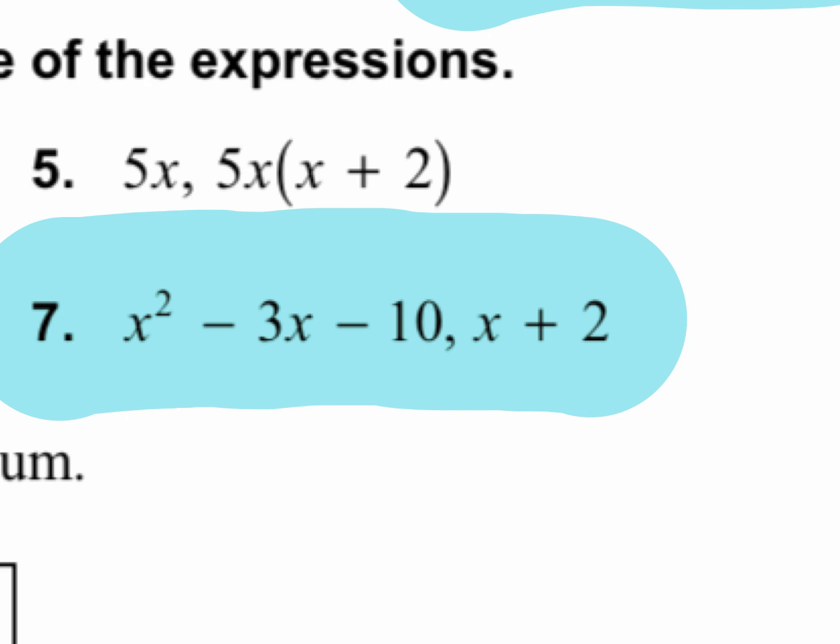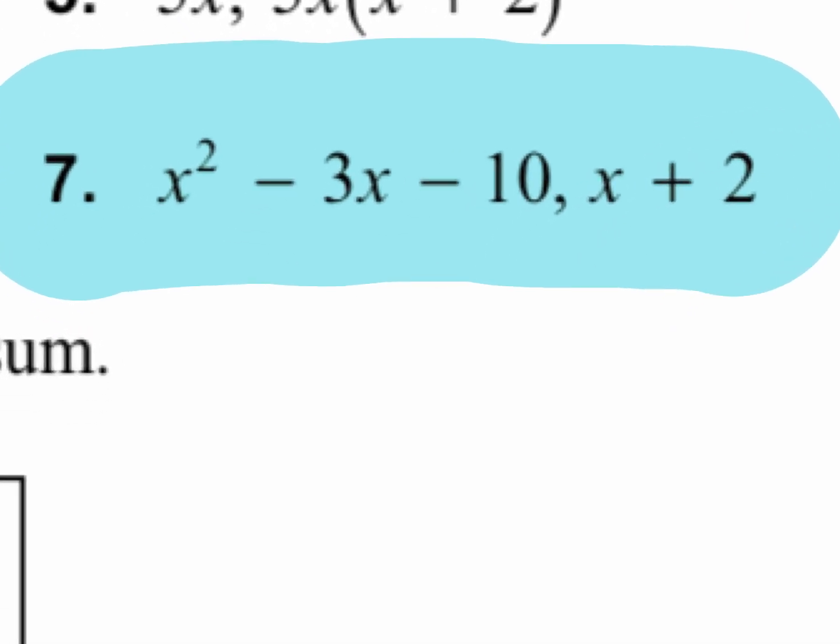All right, so for 7, we want to factor the x squared minus 3x minus 10. So what are two factors of negative 10 that add to negative 3? Negative 5 and 2. So this breaks down into x minus 5 and x plus 2. And then our second term is just x plus 2.